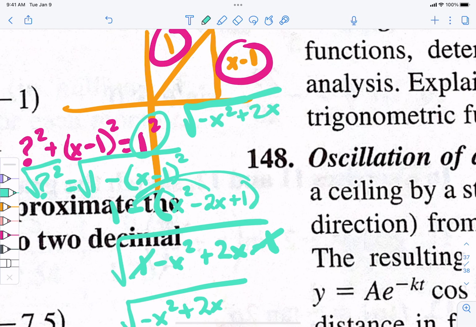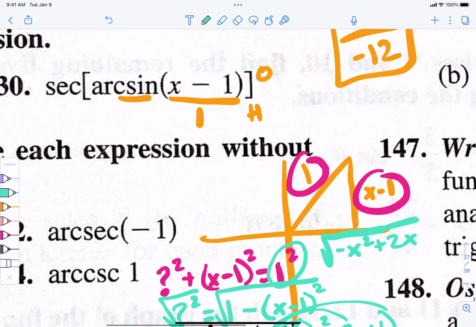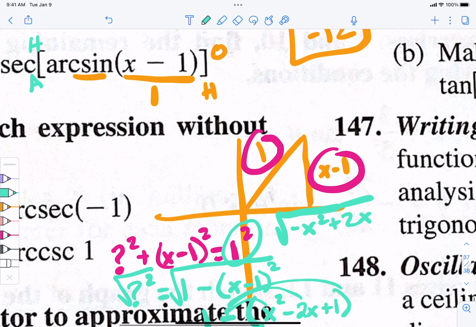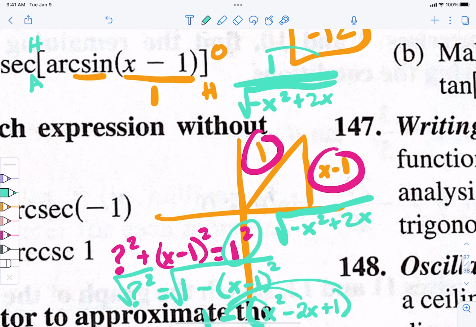Yuck. And I want secant, 1 over that. Secant is the opposite of cosine. Cosine is adjacent over hypotenuse, so I want hypotenuse over adjacent. Hypotenuse is 1. Adjacent is the square root of negative x squared plus 2x. I'm not gonna worry about rationalizing. Let's just leave it like that. Well, I mean, you can if you want. It's the same.